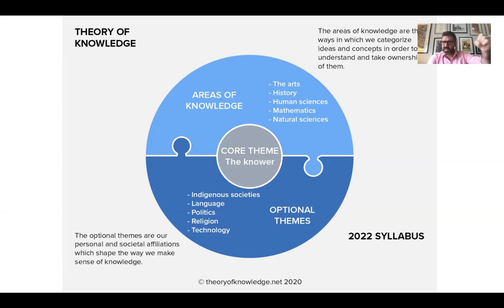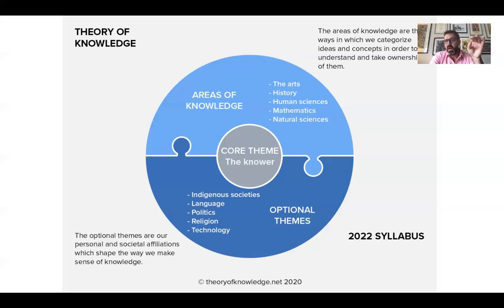But that sort of interlinks out to both the optional themes, which are our affiliations, if you like, the way in which we view the world via our language, via politics, religion, technology, the extent to which we belong perhaps to an indigenous society, or the extent to which we are removed from indigenous societies. And then you have above the areas of knowledge, which are the ways in which we categorize our ideas and concepts about the world. So you can see them for yourself there.